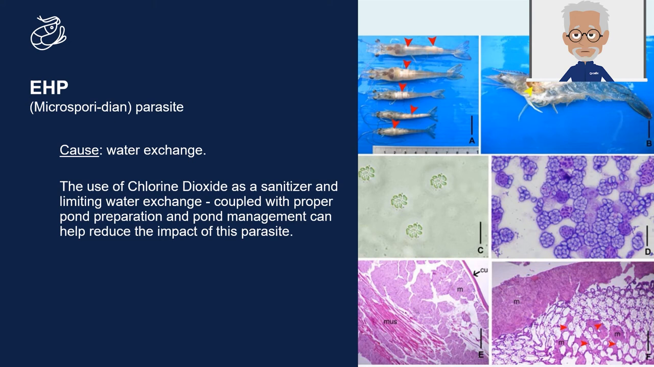EHP is believed to be introduced via current methods of water exchange, even when water is sanitized using the standard hypochlorite method. Spores are released that can reinfect the pond later on in the culture. Better control can be achieved by using chlorine dioxide as a sanitizer while limiting the water exchange as much as possible. This, coupled with good pond preparation and smart pond management, can help to reduce the impact of this parasite.